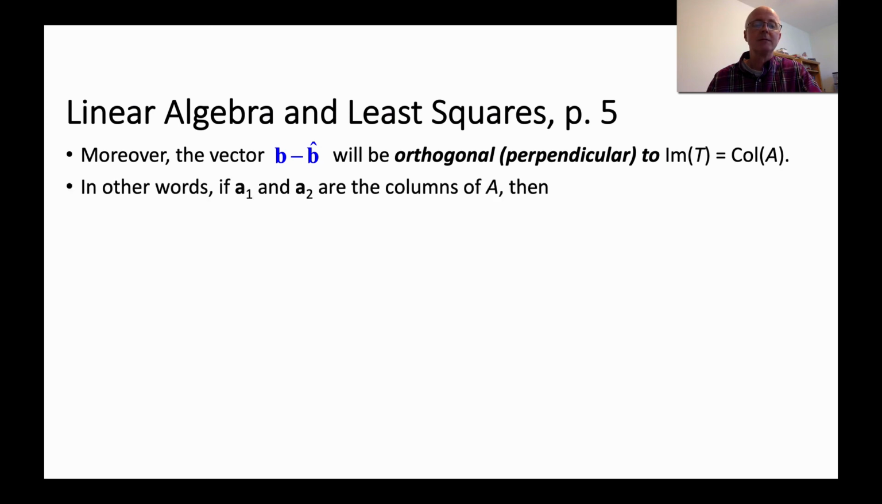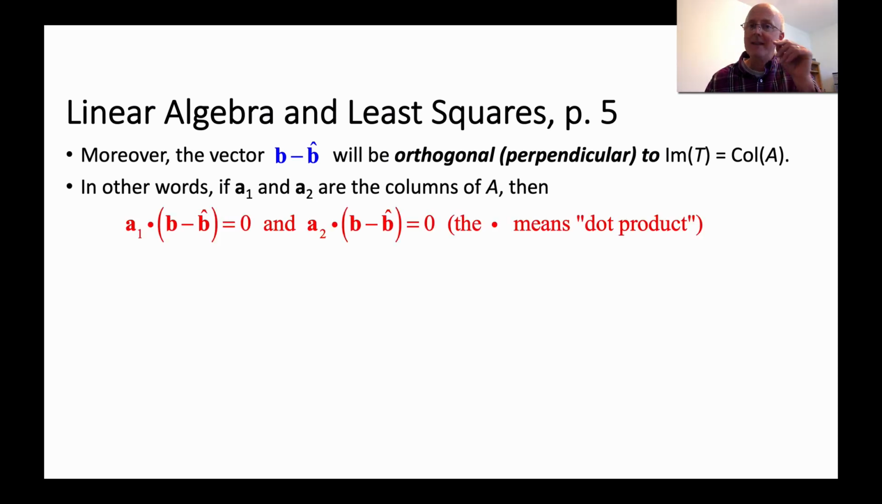That's what that means. In other words, if A1 and A2 are the columns of capital A, then the dot product of both of those columns with the vector B minus B hat will be 0. Why? Because two vectors are perpendicular if and only if their dot product is 0, the number 0, not the vector 0, focusing on these being non-zero vectors. They're perpendicular if and only if their dot product is 0.